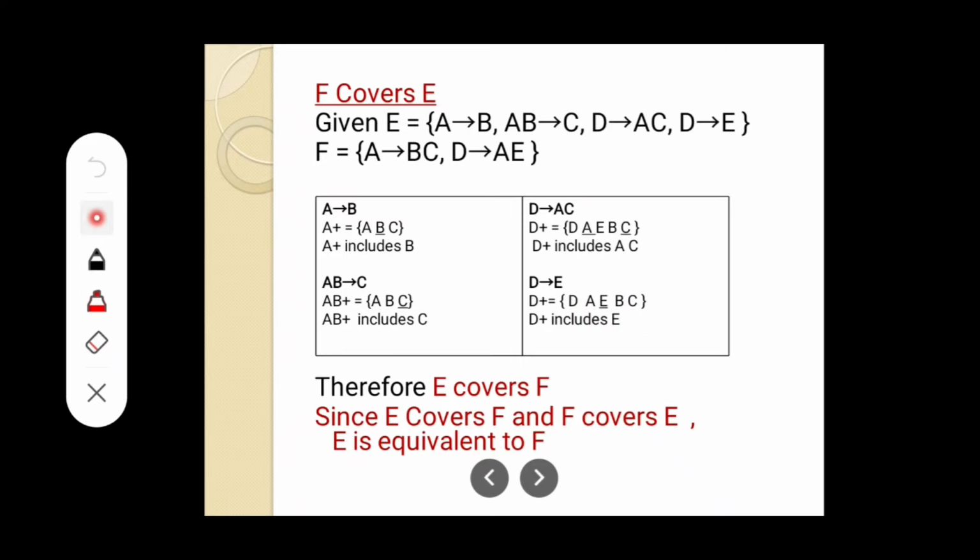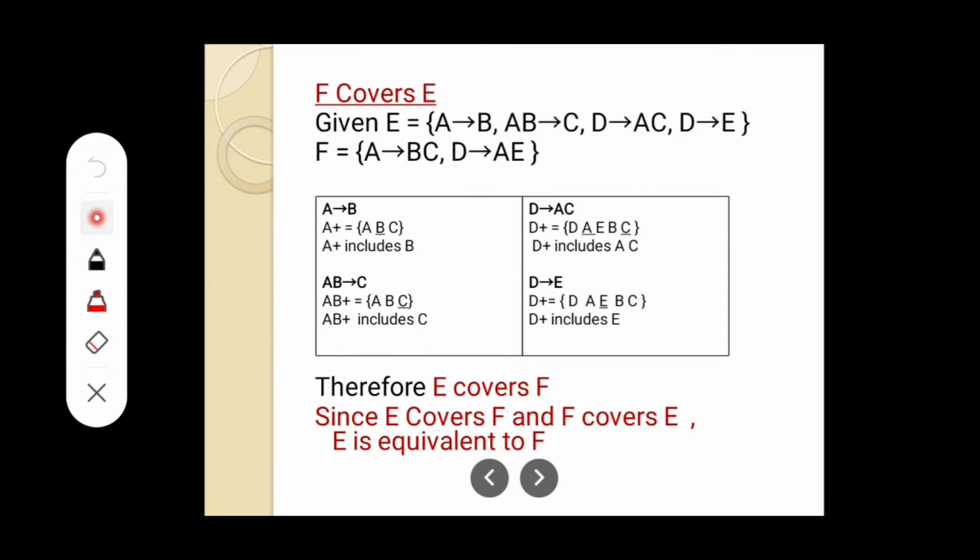Okay, E is here. Clear? So all these functional dependencies of E are inferred from F. Okay, so we can say that E covers F. This is how we compute E covers F and F covers E. So since E covers F and F covers E, we can say that E is equivalent to F.